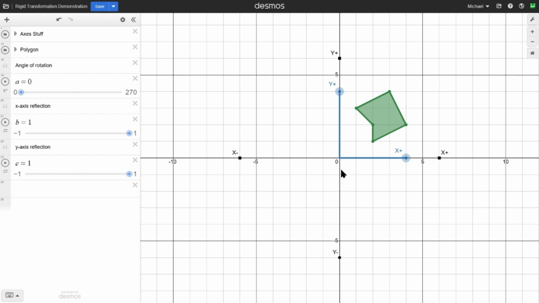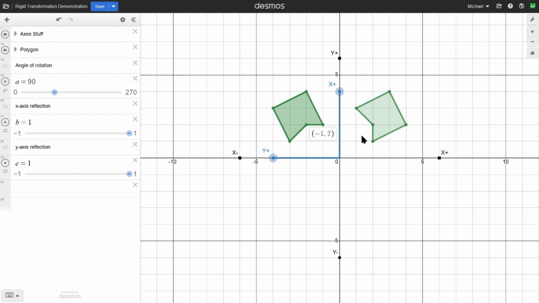So notice this blue L here represents where the original positive x-axis is and where the original positive y-axis is. Now, watch where these lines go when I rotate the image 90 degrees. So notice here, after rotating it 90 degrees, the positive x-axis is now on the positive y-axis, and the positive y-axis is at the negative x-axis.